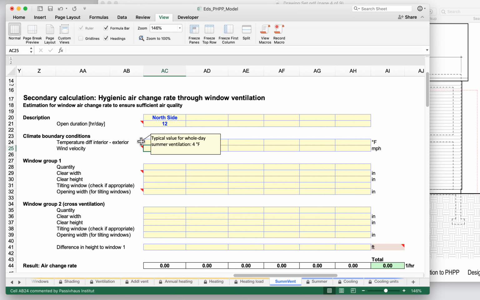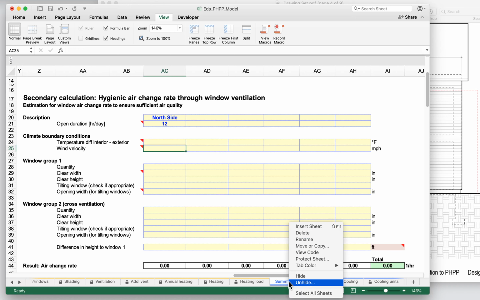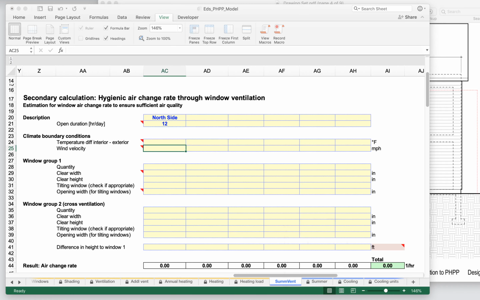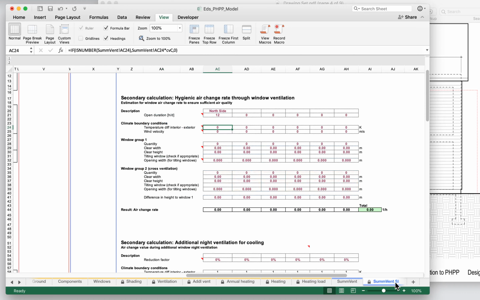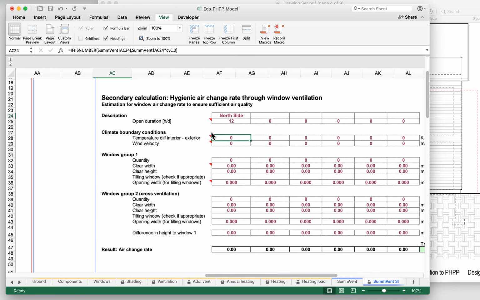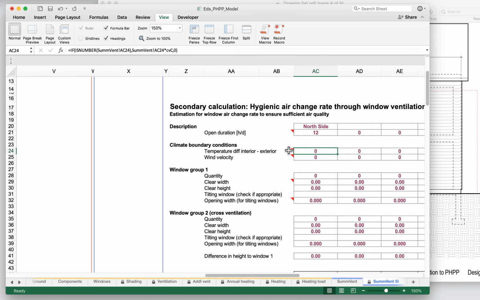I know it's a typo because if you were to come down here and right click and unhide the summer ventilation SI worksheet, and I was to come to the same place on my summer ventilation, and zoom in on temperature difference for the daytime, and hover my mouse over it, notice that the tooltip here says the typical ventilation delta T should be 4 degrees Kelvin. Well, 4 degrees Kelvin is not 4 degrees Fahrenheit. So unfortunately, this is just a typo.